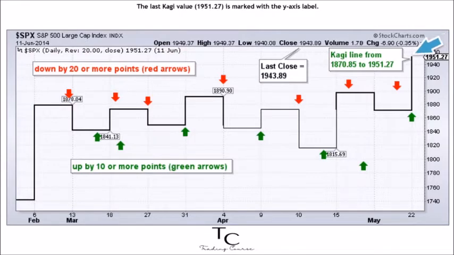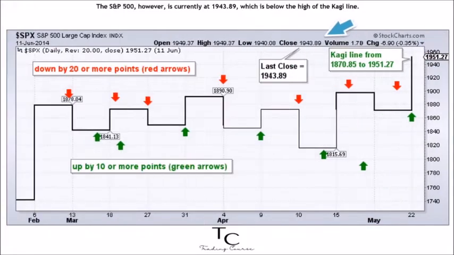The last Kagi value, 1951.27, is marked with the Y-axis label. The S&P 500, however, is currently at 1943.89, which is below the high of the Kagi line. Again, the Kagi line will not reverse until the index moves below 1931, 20 points.